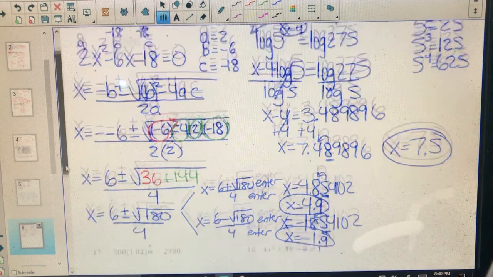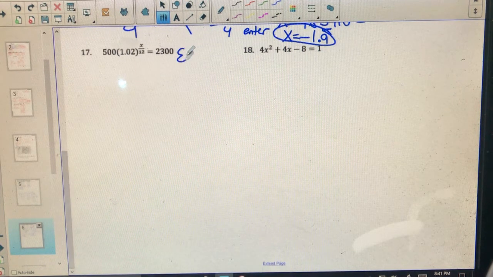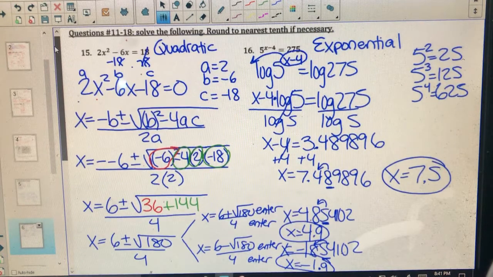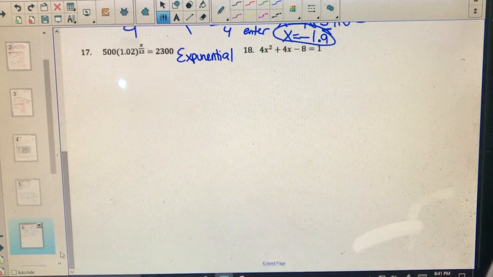All right, number 17, try and figure out what type of function it is based on its setup. 17 has an x in the exponent, so it is also exponential. Now, I'm just going to jump back to number 16 real quick. For 16, if you notice, it started with the 5 raised to the x minus 4, but the 5 was by itself, and it has to be in order to take a log. For 17, the 1.02 is the only thing that's being raised to that x over 12 because it's in parentheses.